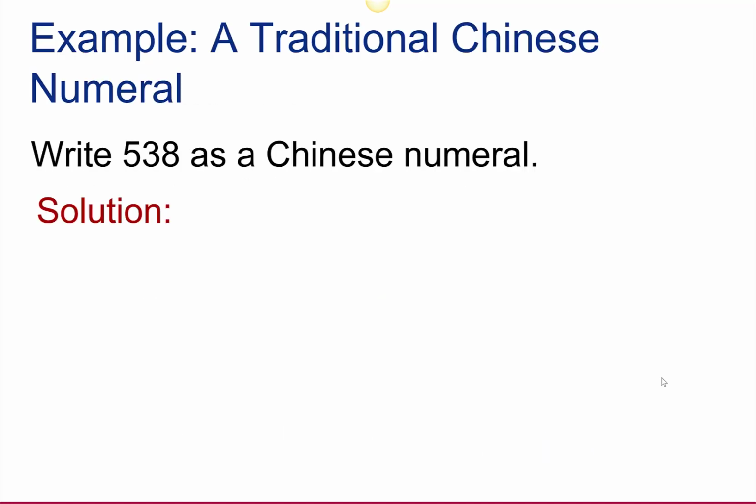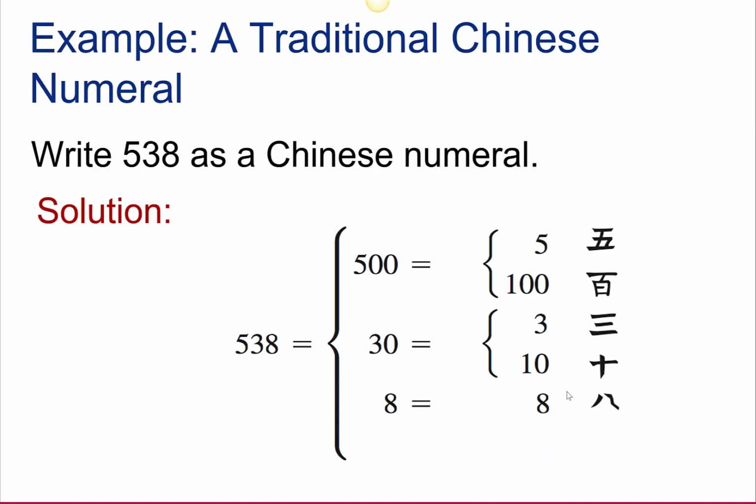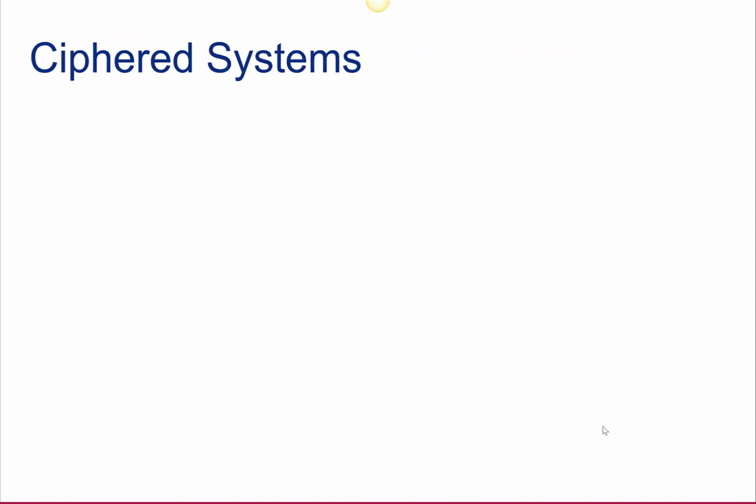So let's write 538 as a Chinese numeral. So again, break it into parts: 500, 30, and 8. The 500 will be represented as a 5 over the numeral for 100. The 30 will be represented as 3 over the numeral for 10. And then we finish up simply with 8. We don't put it over a 1. We simply leave it as a single units at the bottom.